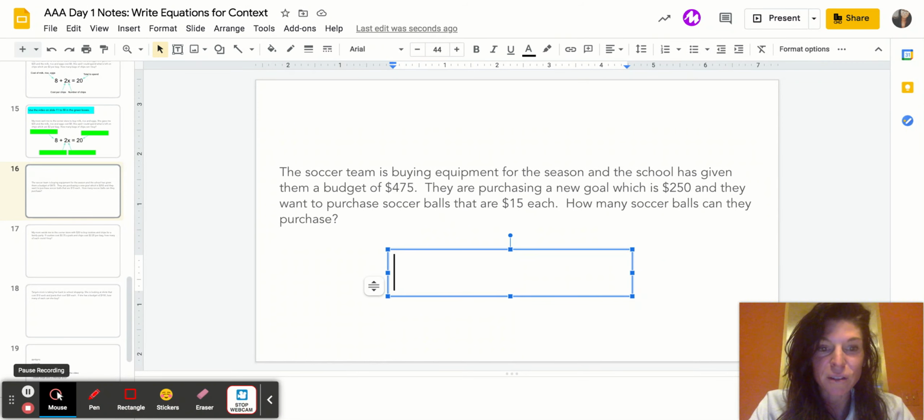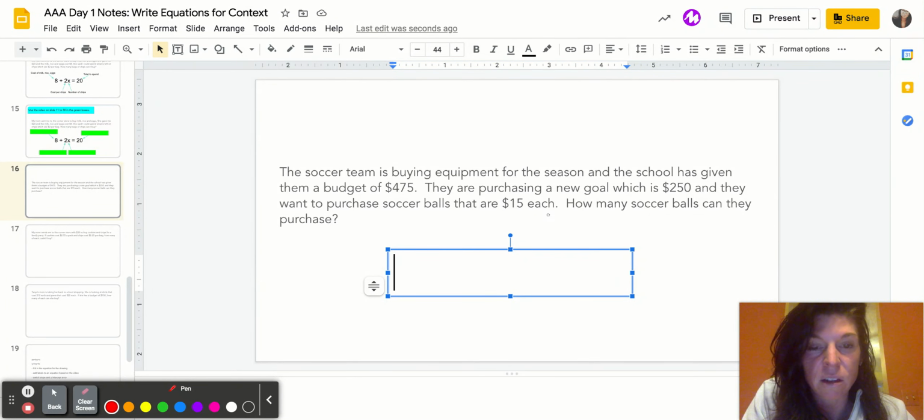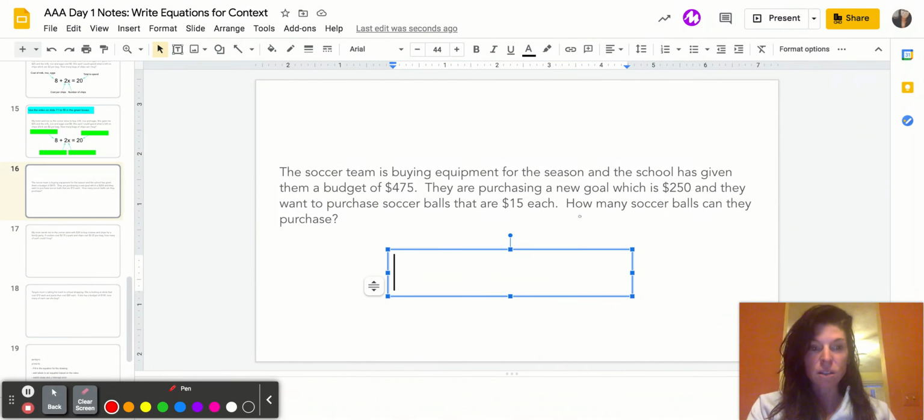Here's another situation. So the soccer team is buying equipment for the season, and the school has given them a budget of $475. They're purchasing a new goal, which is $250, and they want to purchase soccer balls that are $15 each. How many soccer balls can they purchase?